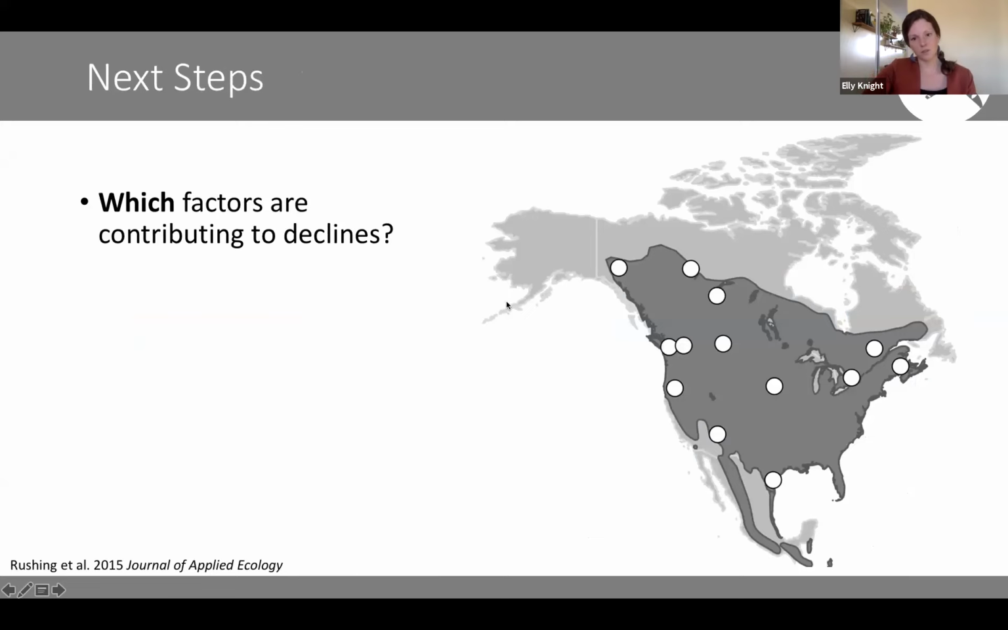But what are those steps? There's still lots of potential mechanisms. How do we figure out which ones are contributing to declines? Well, I'm really excited to see what folks like Clark Rushing have to say tomorrow in the Vital Rates session, because that's the next step for this project.